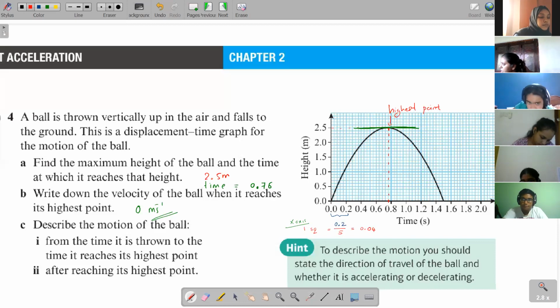Now this is obviously going from here to here. You can see the height is increasing. Height is increasing means your displacement is what? What's the direction? You are traveling up or down? Up. You're traveling up because you're going from height 0 to height 2.5. You're traveling up. Now, children, I want you to take a look at the change in the velocity.